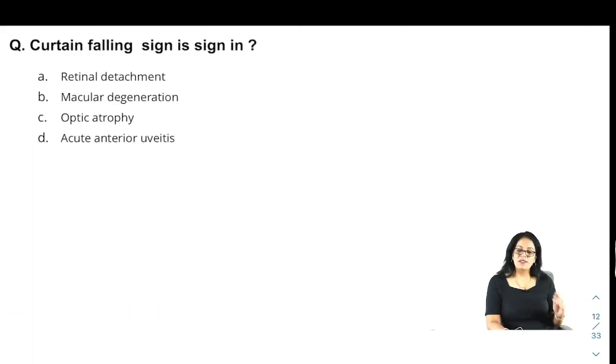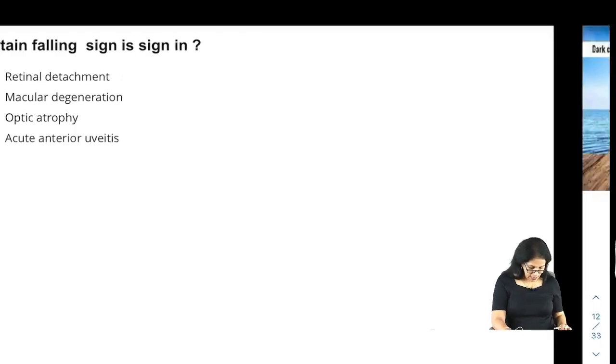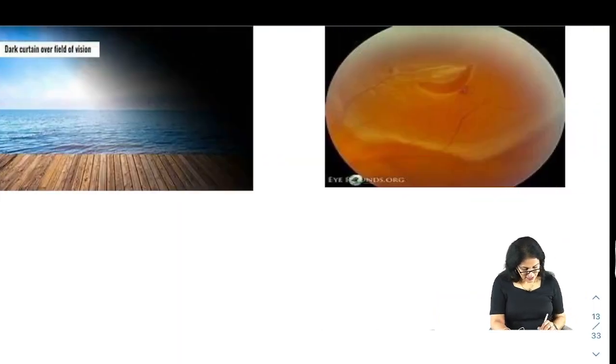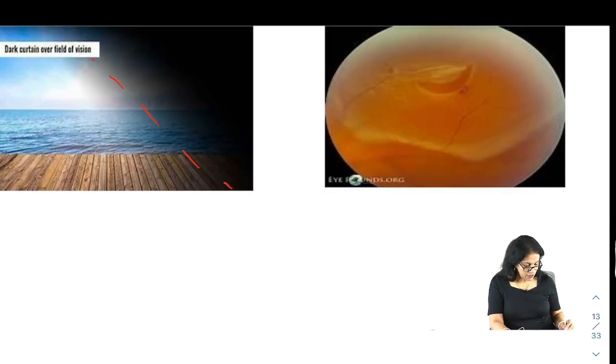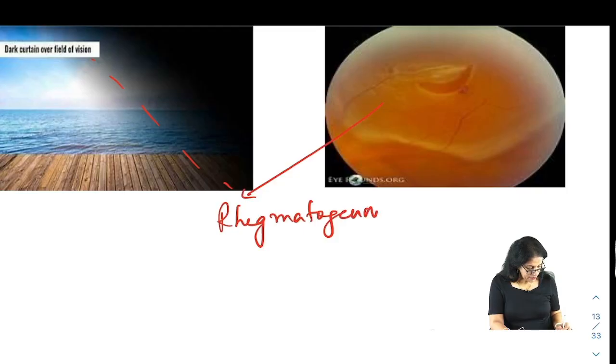Then the next question: curtain falling sign is seen in. So we all know what the curtain falling sign is. Rather than describing, let's have a look. The visual field or the vision is going, can you see this up to here? So all the vision is decreasing like this, as if a curtain is falling in front of my eye from the periphery. This is typical of rhegmatogenous retinal detachment.